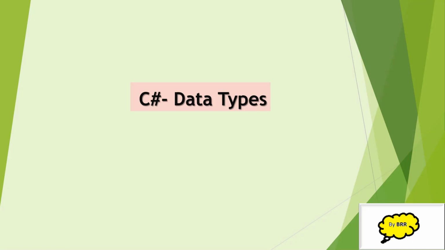Before we get into what all the data types available in C#.NET are, we'll discuss what a data type is and what the purpose of defining a data type is. A data type, or simple type, in computer science programming languages is a classification of data which tells the compiler or interpreter how the program intends to use the data.